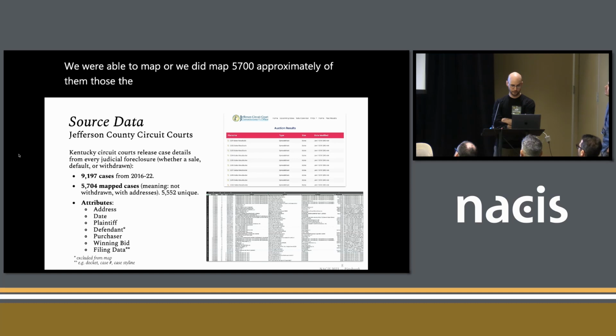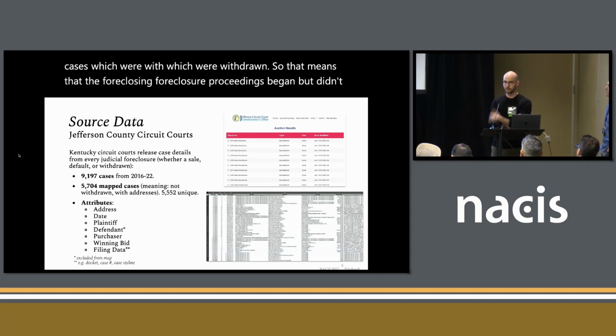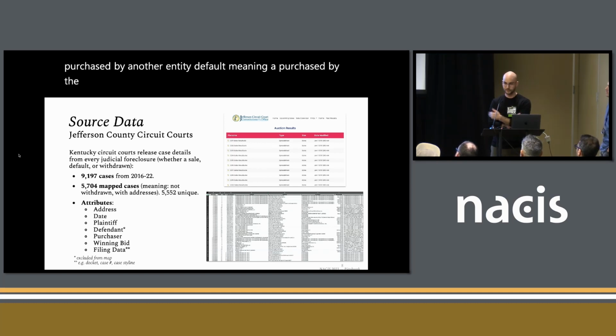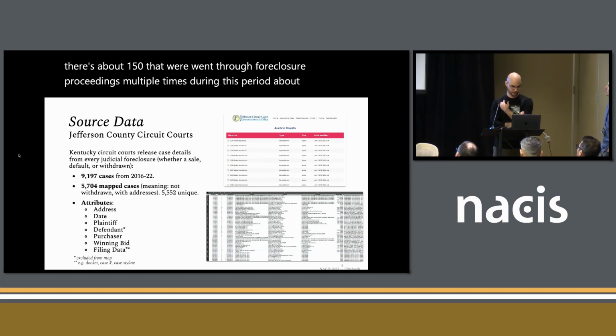The 3,400 difference, those are all cases which were withdrawn. That means the foreclosure proceedings began but didn't actually produce a sale or a default. Sale being, as we're using it, purchased by another entity, default meaning purchased by the foreclosing entity itself. And of those 5,700, 5,552 were unique, meaning that there's about 150 that went through foreclosure proceedings multiple times during this period.